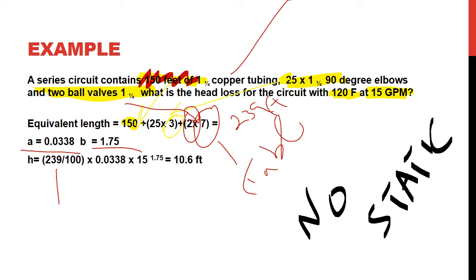I put that in here, divide by 100, multiply by A, which is 0.0338, and then multiply by 15, which is the GPM. I have the GPM here, to the power of 1.75. You will ask me, how do I do that?